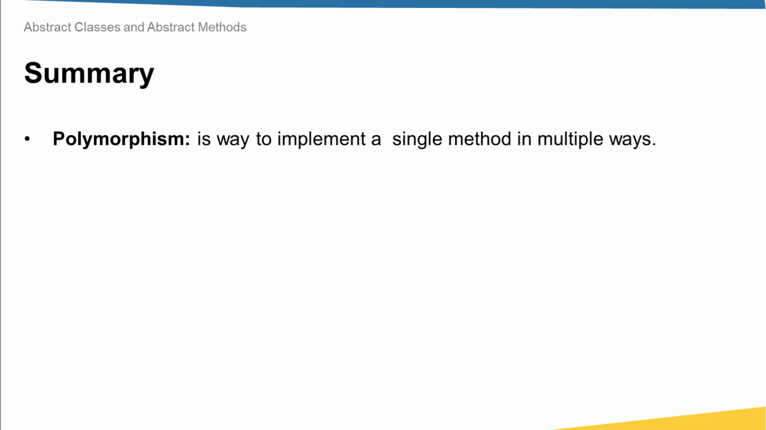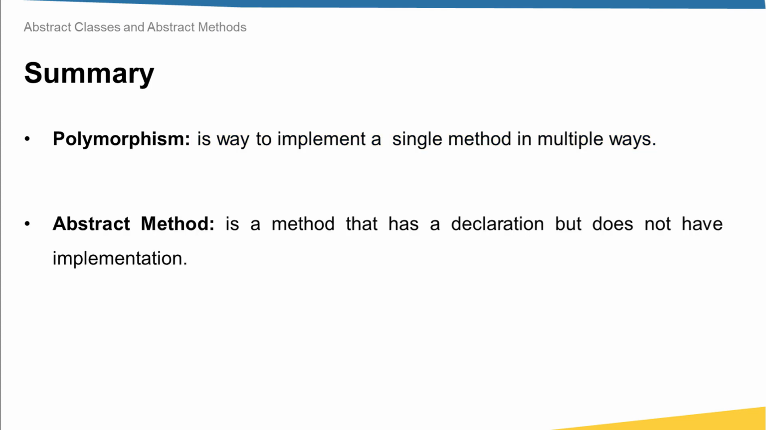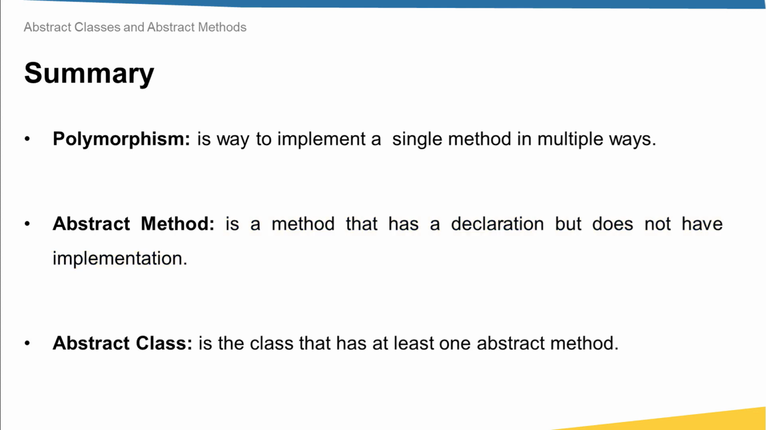In the beginning, we started talking about polymorphism, and we saw it's a way to implement a single method in multiple ways in order to have multiple behaviors in different scenarios. Next, we talked about abstract methods, and we saw that an abstract method is a method that has a declaration, but it doesn't have an implementation, which means it's a method with no line of code. After that, we talked about abstract classes, and we saw that a class is an abstract class if it has at least one abstract method, and usually abstract classes are used in order to define interfaces in object-oriented programming.